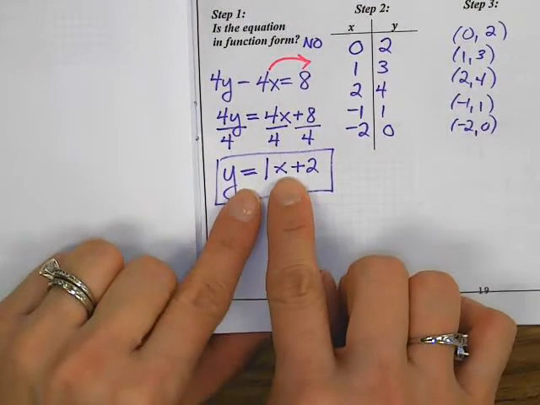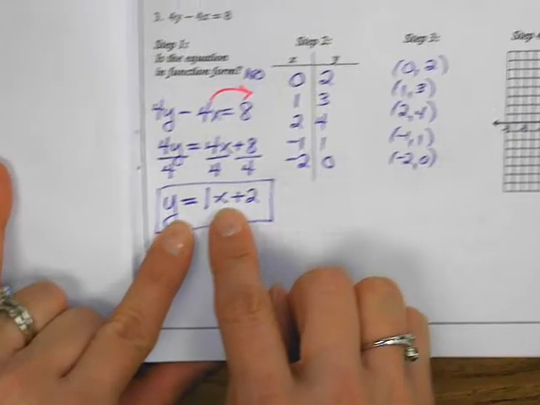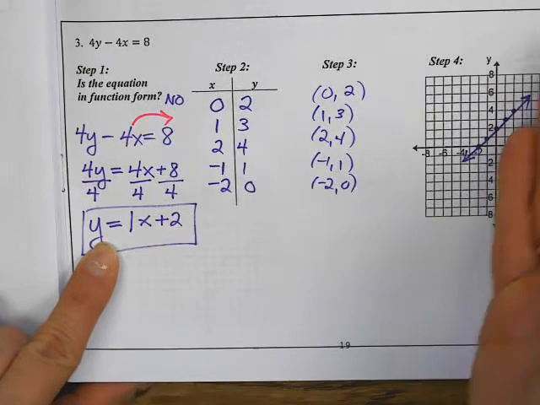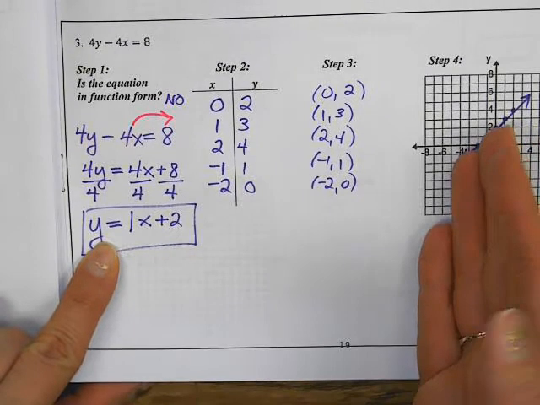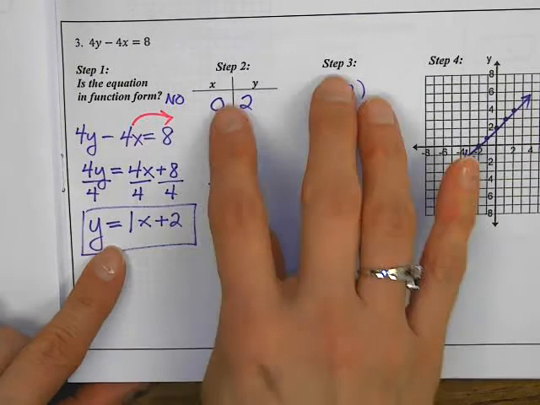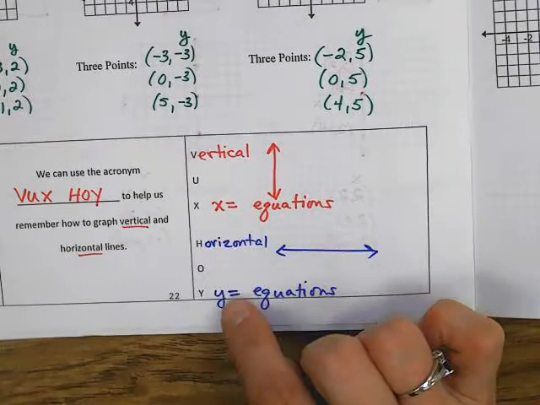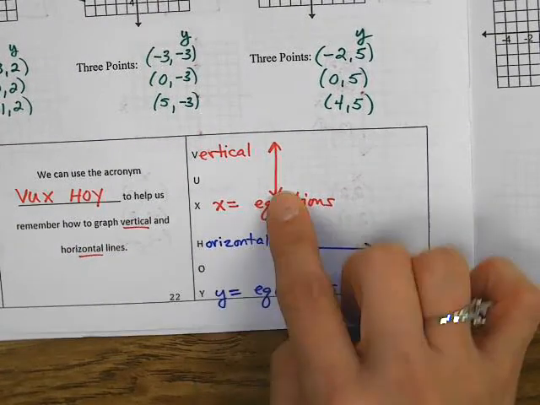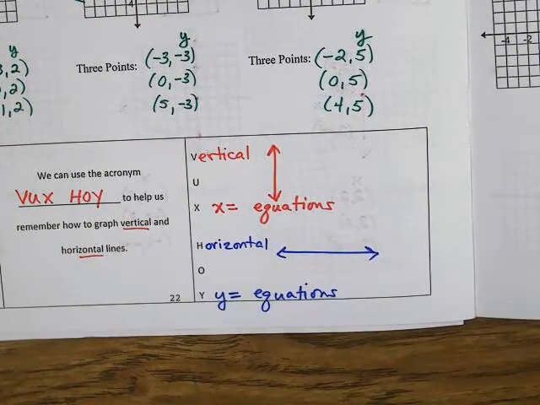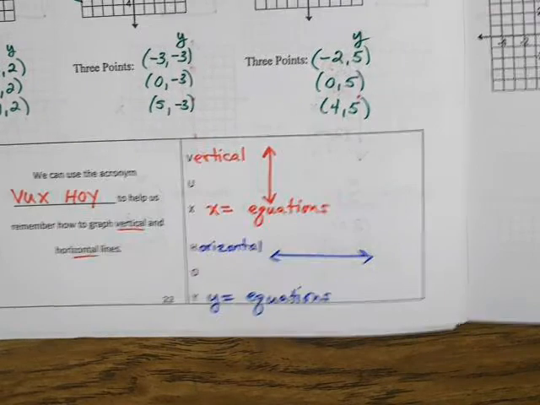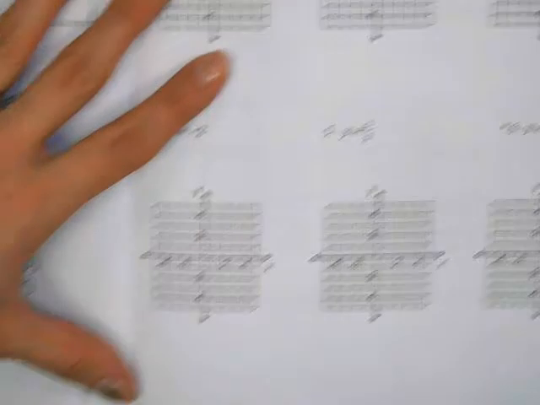When you have an x and a y, your line is diagonal, and you have to make a table. But if you only have one letter, x or y, then your line is not a diagonal. It's vertical or horizontal. All right, we're going to graph some equations here.